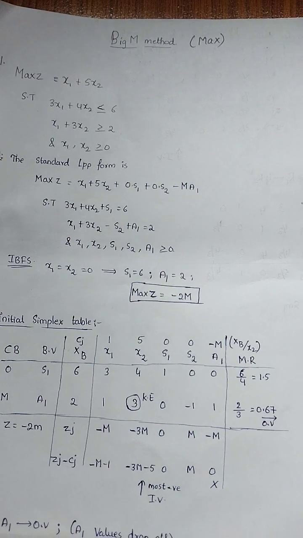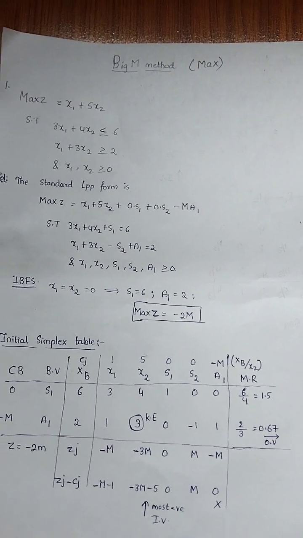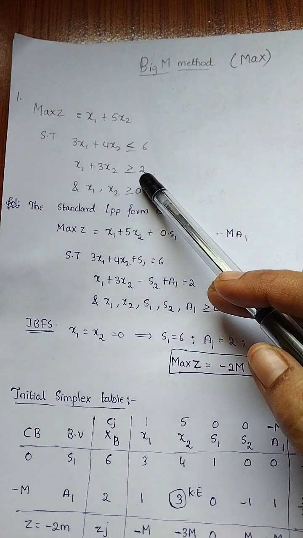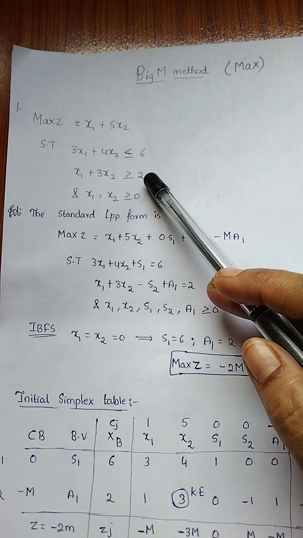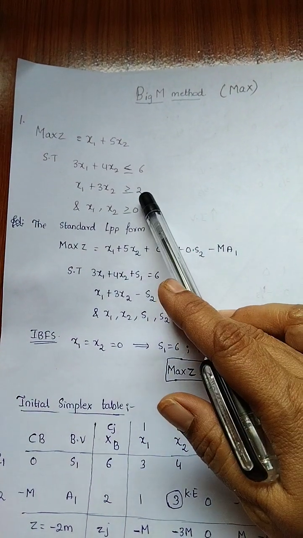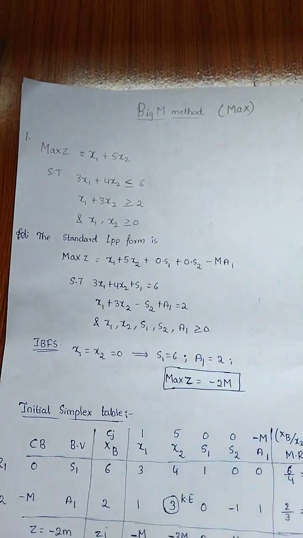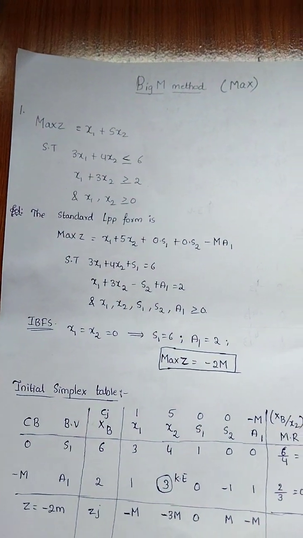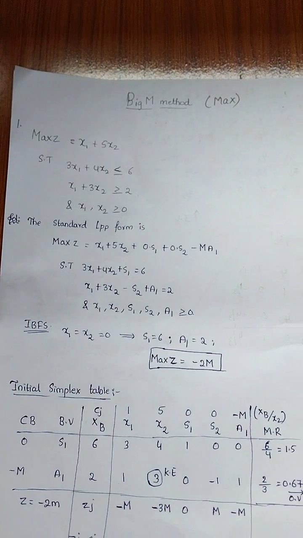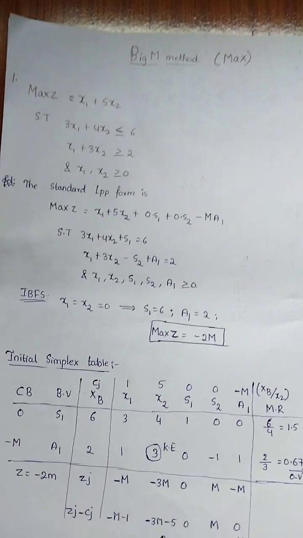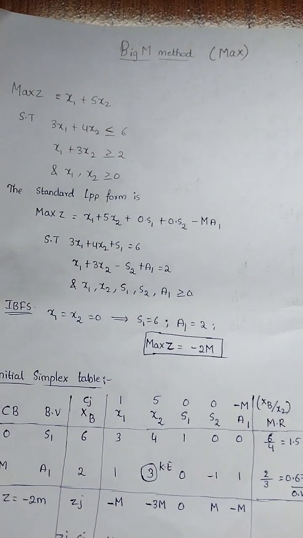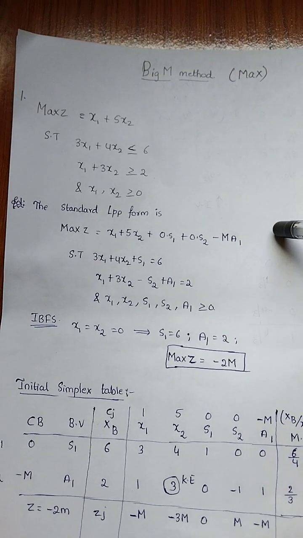When will we use the Big M method? When we have constraints of greater than or equal to type. Here, one is of less than or equal to and one is of greater than or equal to. See, in the simplex method, when we have greater than or equal to type or equality type, we are going to use either the big M method or the two-phase method. See, this is a problem based on a maximization objective function.